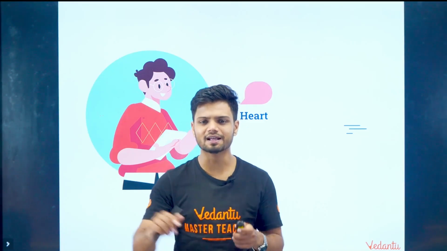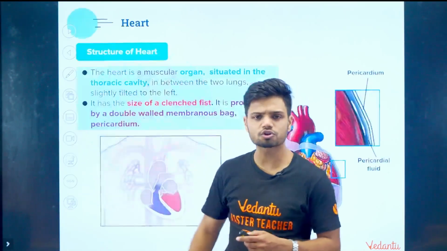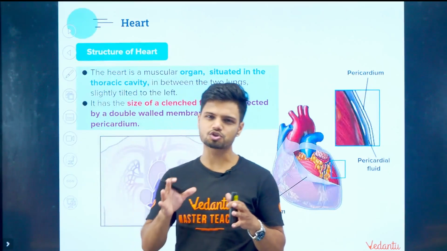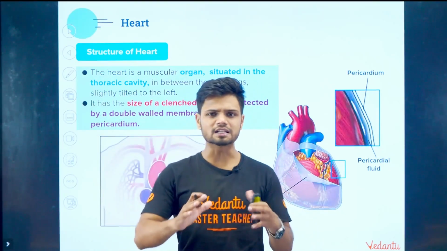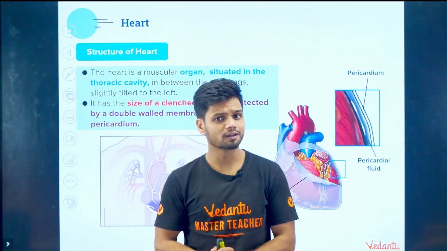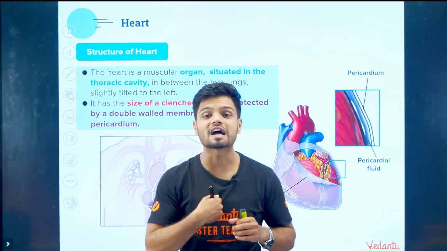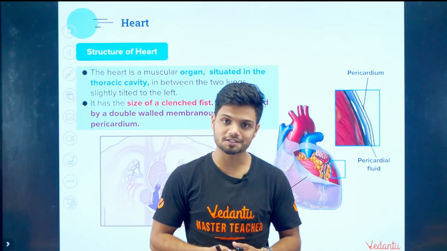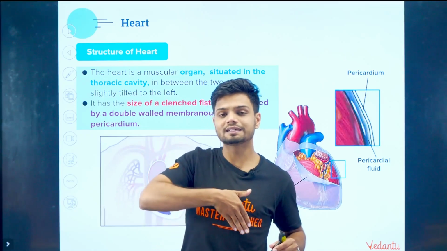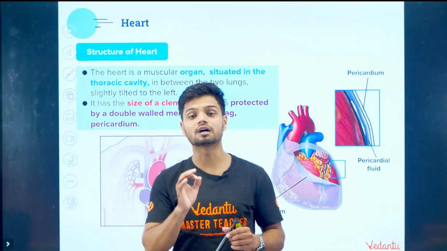So with that being said, let's understand the structure of the human heart. Before we go to the whole structure, I want all of you to understand the position of the heart. All of us believe the heart is towards the left hand side, but that is partially correct. Why? Because actually the human heart is situated in the thoracic cavity, right here, between the two lungs, but it is slightly tilted towards the left hand side. That is the actual position of the heart.